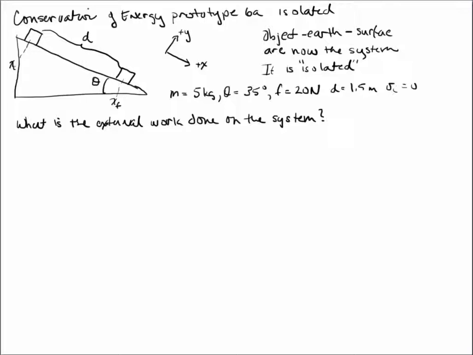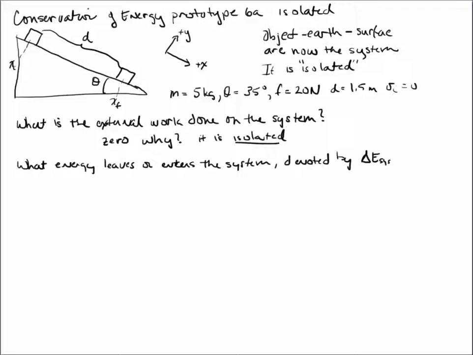What is the external work done on the system? Once again, we can calculate what the external work is, and that comes from the previous example. At this point, as far as the external work, it's 0 because there is no external work. Why? Because we've isolated the system. In the previous example, the surface did work. Now that's part of the system. So there is no work, no external work. It is isolated.